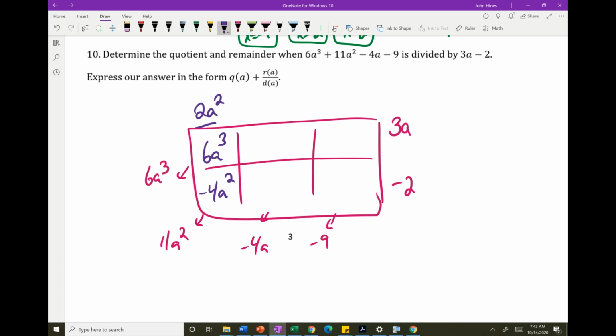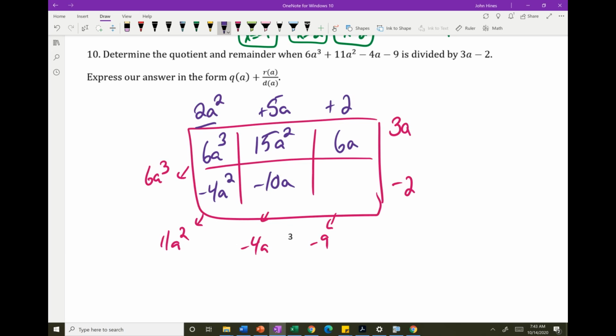I'm at -4. How do I get to 11? Well, that's 15. 15 minus 4 is 11. So 5 times 3 is 15. I'm at -10. How do I get to 4? I need to add 6.